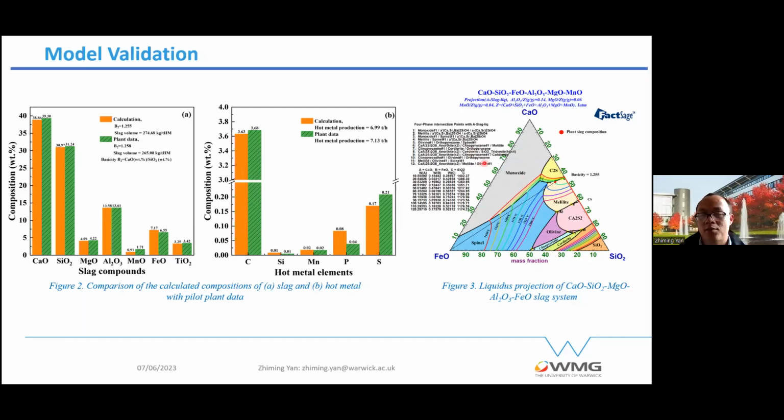And here is the slag composition from the HIsarna. The red point is from the industry data. We can see that the basicity is around 1.2. If we increase the basicity a little bit, the melting temperature will increase very rapidly. But if you decrease the basicity, the desulfurization will be decreased. If we increase the FeO content in the slag, the melting temperature will be decreased as well as the viscosity, but the metal yield or the productivity will be decreased.